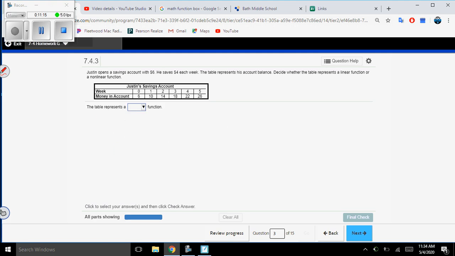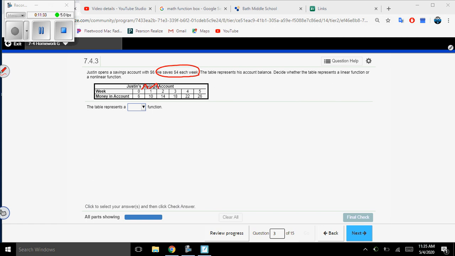Take a look at number 3. It says Justin opens a savings account with $6 and saves $4 every week. As soon as it says he saves $4 every week, that's really all you need to know that this is going to be a linear situation. You could verify this by taking a look at gaps.